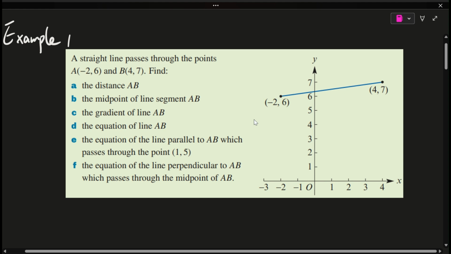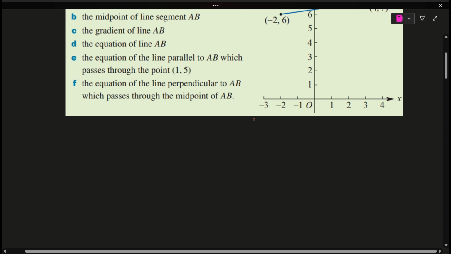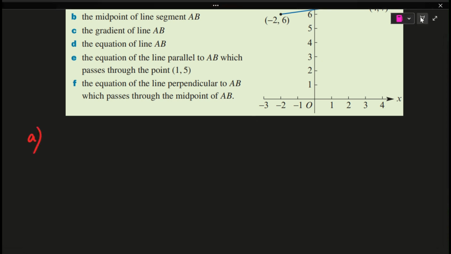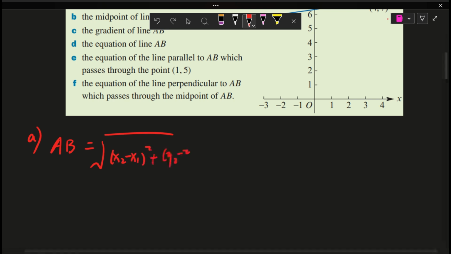So the straight line passes through the two points A(-2, 6) and B(4, 7). Find the distance between A and B. To calculate the distance, we need to know that the distance between A and B is equal to the square root of (x2 minus x1) squared plus (y2 minus y1) squared. So that's very, very important.